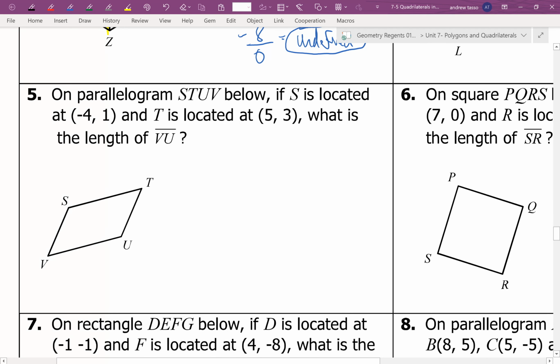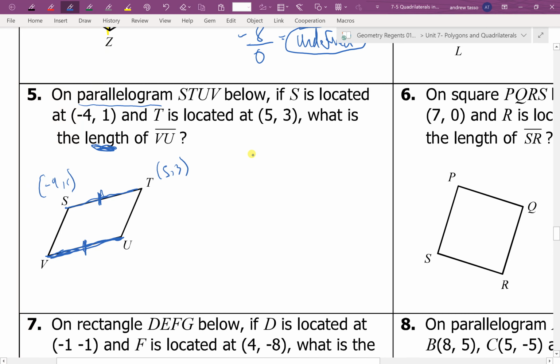On parallelogram STUV, if S is located at (-4, 1) and T is located at (5, 3), what is the length of VU? So remember, when they ask for the length, they're asking really for us to use the distance formula. And the distance between V and U is the same as the distance between S and T, because opposite sides are congruent for a parallelogram.